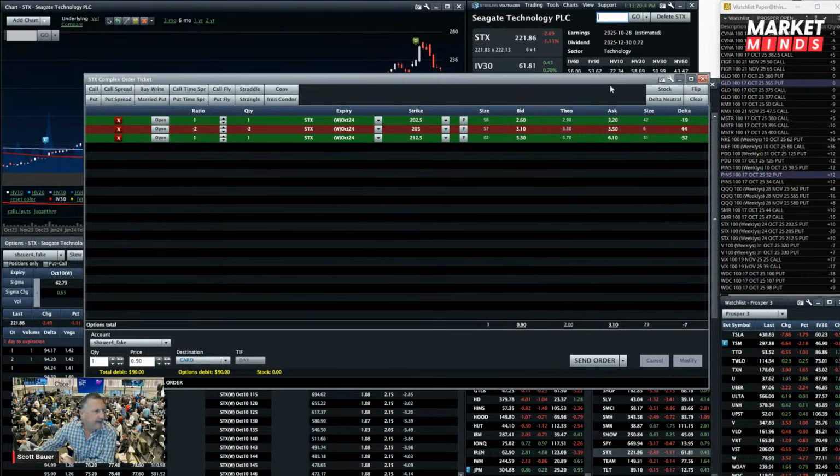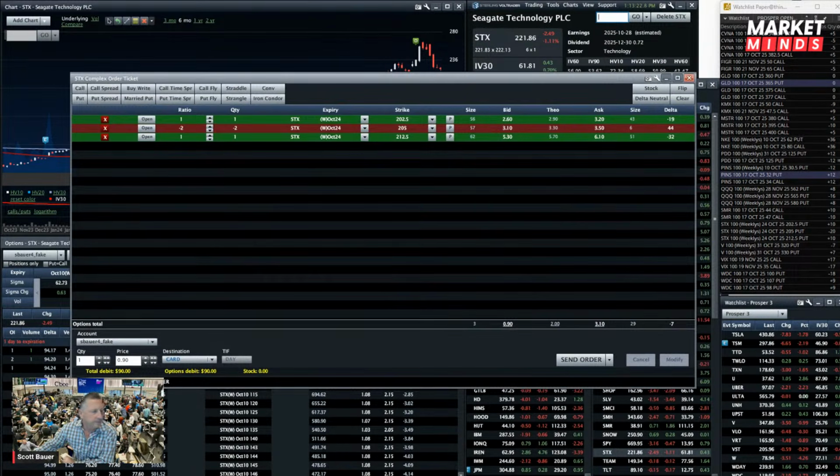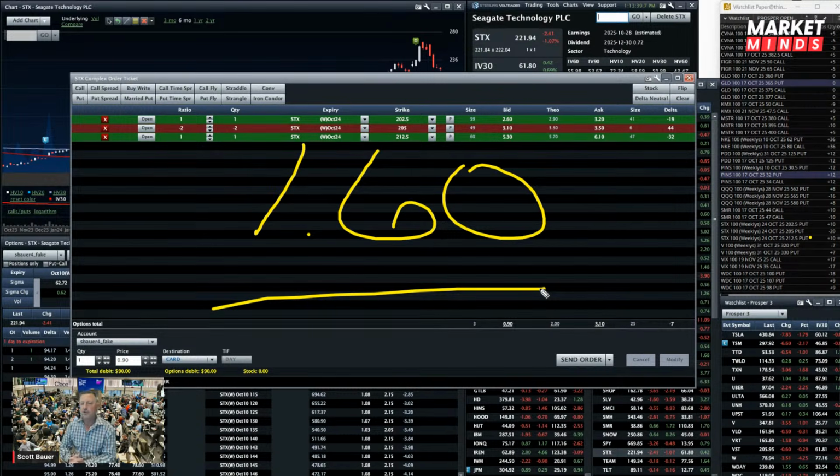We have this position. Okay, we have this position. Good job there, Kevin Aaron. Nice job. We paid $1.60 for this position here. What is our maximum risk? What is our maximum risk?